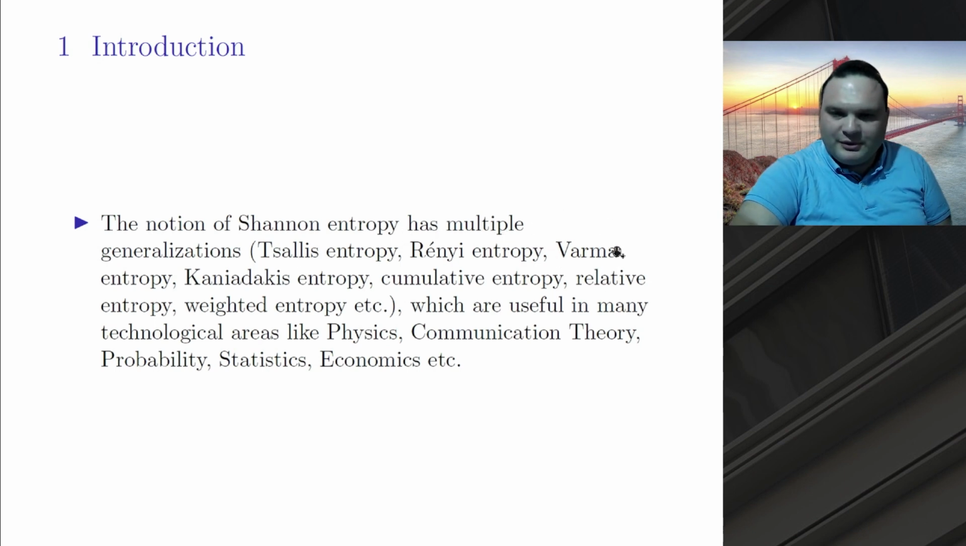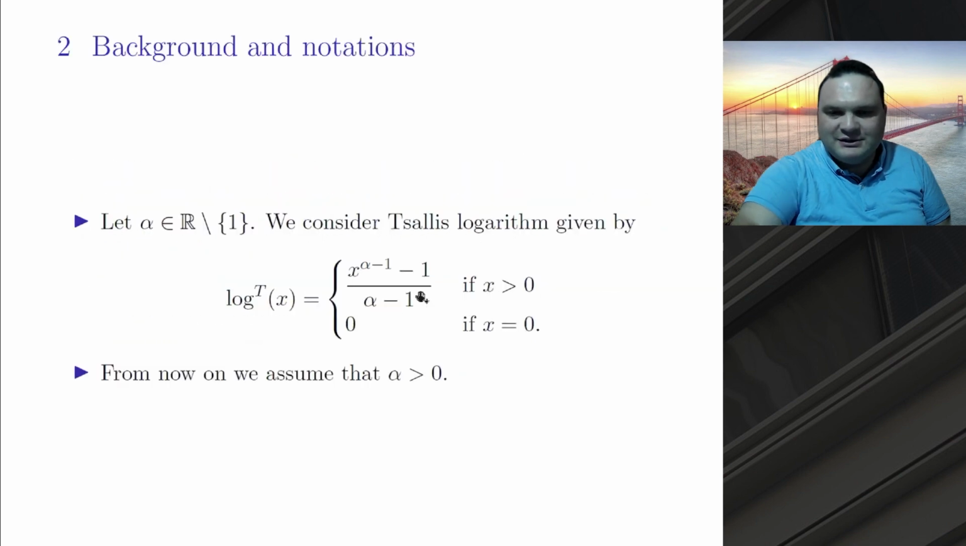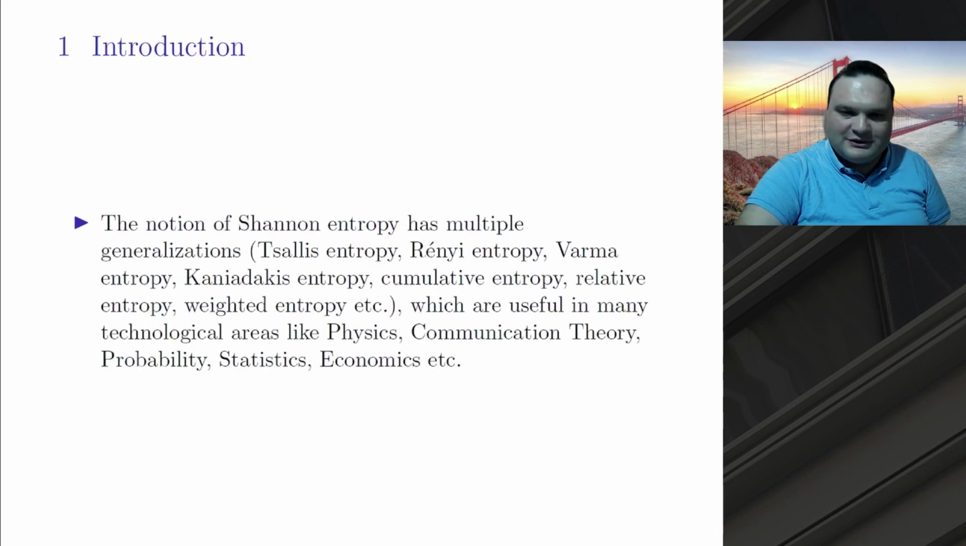For Varma, for other entropies, Varma offers two parameters instead of Tsallis, which works only with alpha, and Varma has two parameters which give more flexibility in some theorem applications. But summing up the second question, these entropies, Tsallis, Renyi, Varma, Kaniadakis, are especially applied in physics in some phenomena which can be modeled by Shannon entropy.